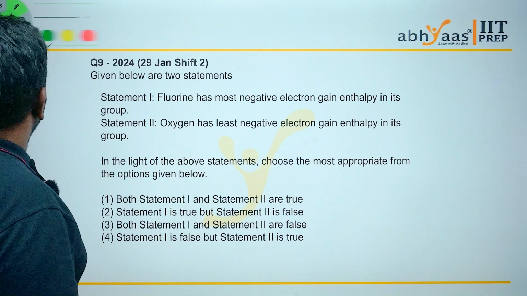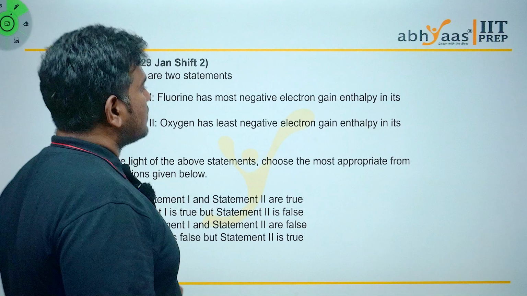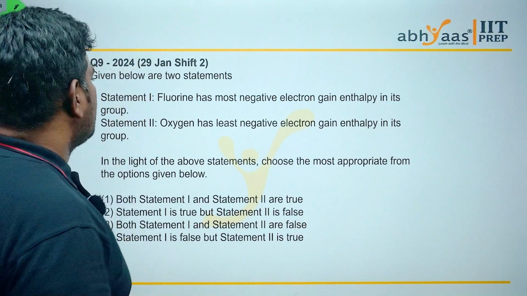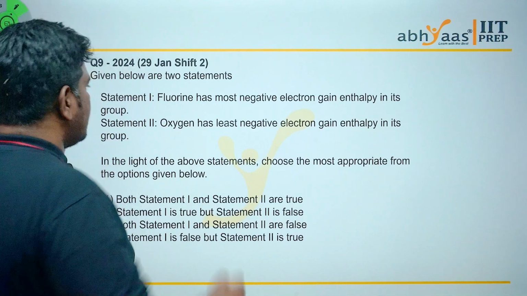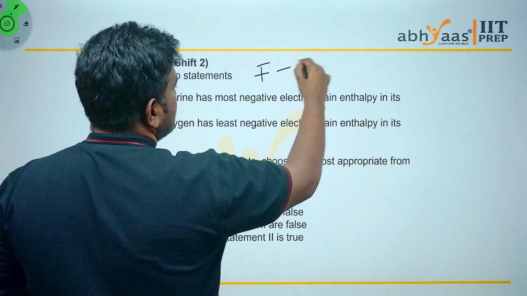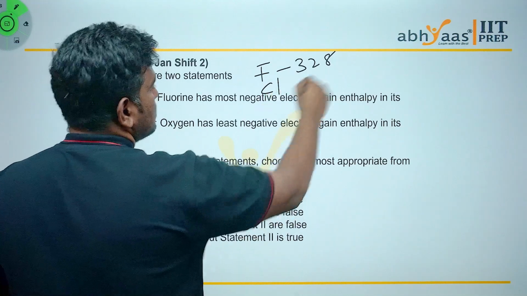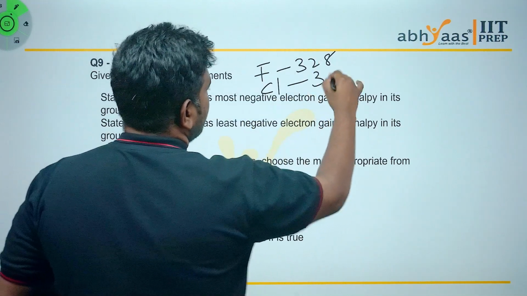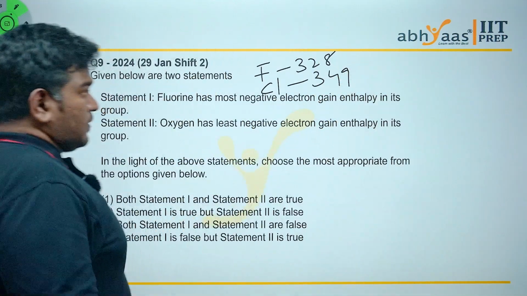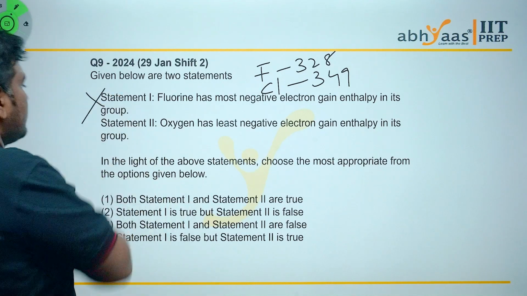Here also we are having two statements. First one is that fluorine has the most negative electron gain enthalpy in the group. No, right? It is not right, because fluorine's electron gain enthalpy is 328. And in the same group, in halogens, you are having chlorine with 349. Electron gain enthalpy of chlorine is 349. Because of that reason, I can say statement 1 is wrong.